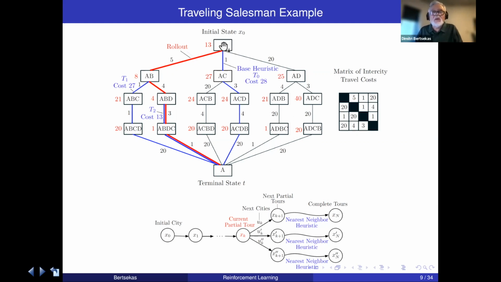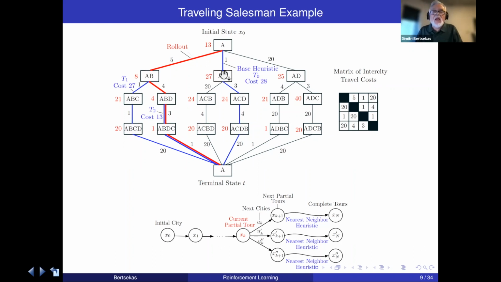So here we look at all neighbors, and the nearest neighbor is C, which has a cost of 1. Here we look at the 2 neighbors. The nearest neighbor is D, which costs you 3. And then there's no choice at this partial tour. We have to choose B, and then we have to return to A. So this is the trajectory generated by the nearest neighbor heuristic, which in the parlance of rollout, we call the base heuristic.